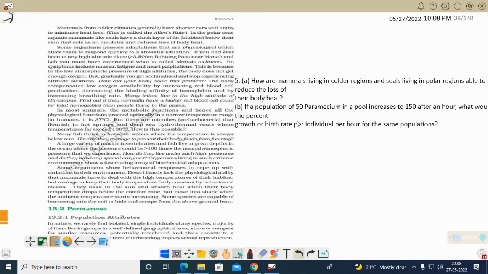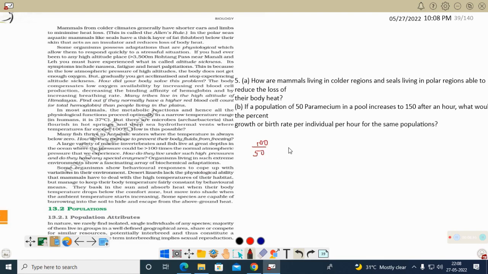Now the next question, B question. If a population of 50 paramecium in a pool increases to 150 after an hour, what would be the percentage growth or birth rate per individual per hour for the same population? Here they have asked the percentage growth. So 50 paramecium have increased to 150. So for 50 individuals, 100 progenies are produced.